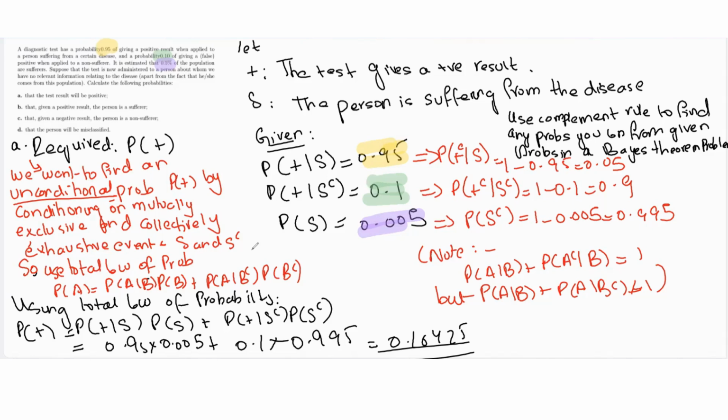So the first part was just finding the probability the test result will be positive. We want to find an unconditional probability by conditioning on two mutually exclusive and collectively exhaustive events given to us, that he's a sufferer and he's not a sufferer. So in this case, we use the total law of probability.